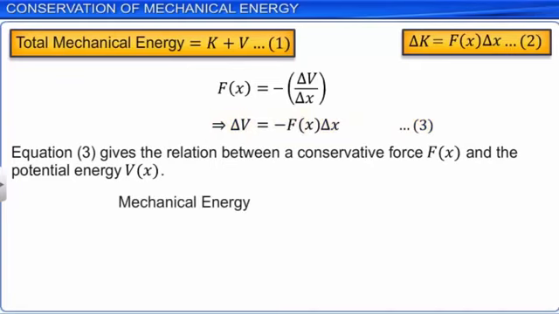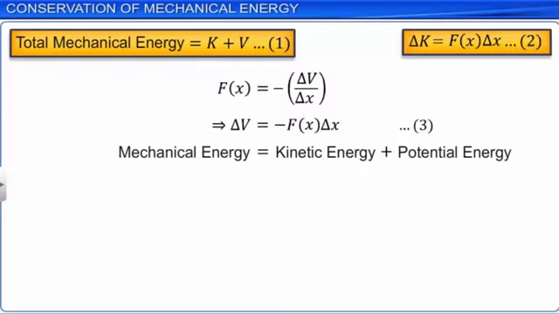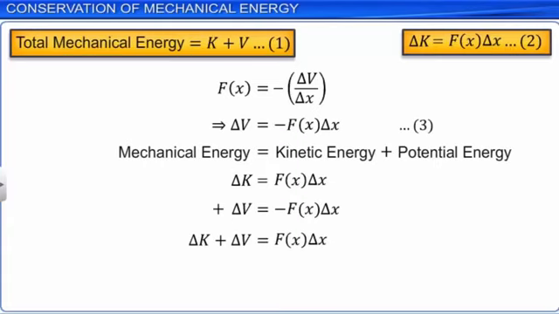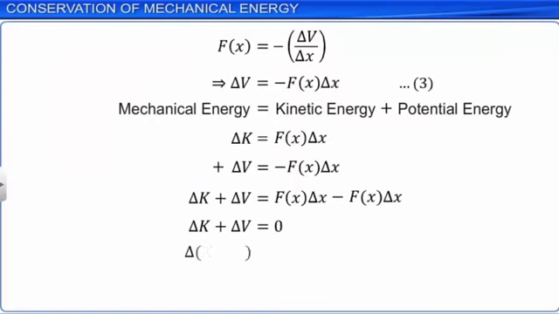We know that mechanical energy is the sum of kinetic energy and potential energy of a system. So, by adding equation 2, delta K is equal to F of x into delta x, and equation 3, delta V is equal to minus F of x delta x, we get delta K plus delta V is equal to F of x delta x minus F of x delta x. Thus, delta K plus delta V is equal to 0. In other words, we can say that delta of K plus V is equal to 0. Let this be equation 4.